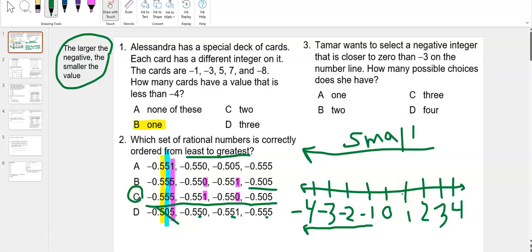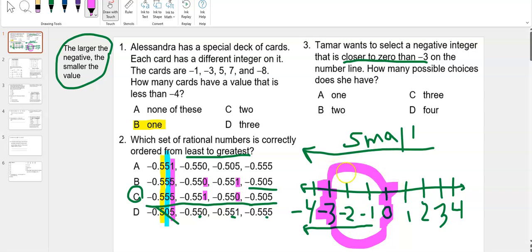All right, on to number 3. Tamara wants to select a negative integer that is closer to 0 than -3 on the number line. So again, our number line is going to come in handy here. Here's -3 and here's 0. We want a number that is closer to 0 than -3 on a number line. So I want something between -3 and 0, and we want to know how many possible choices does she have? How many numbers are between -3 and 0 on a number line?